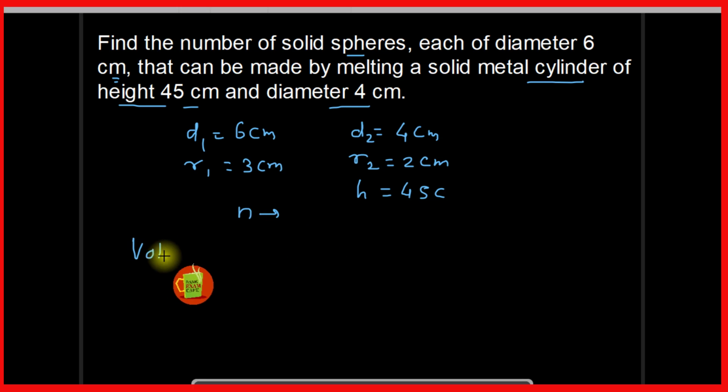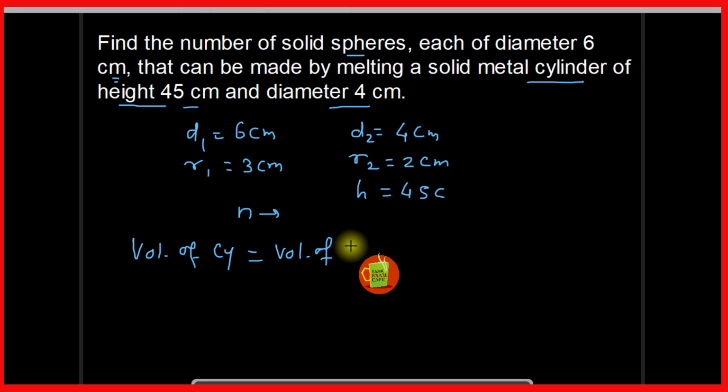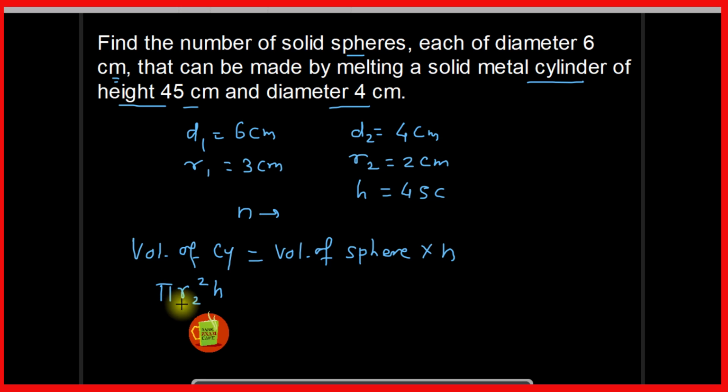Therefore the volume of the cylinder is equal to the volume of a sphere into n, where n is the number of spheres, so the volume of one sphere multiplied by n will give you the total volume of n spheres. So the volume of the cylinder is what? Pi r2 square h, correct, pi r2 square h, which is equal to n into the volume of a sphere.